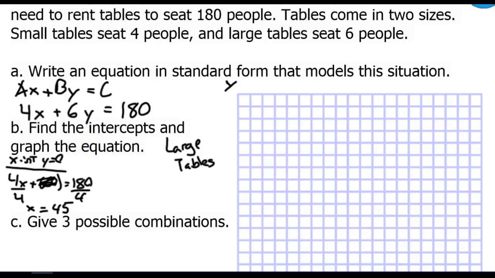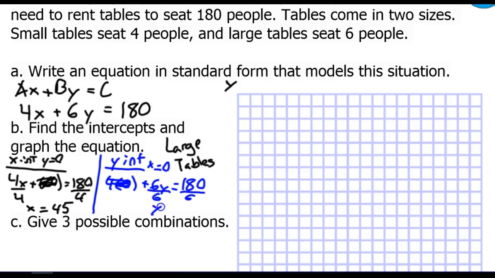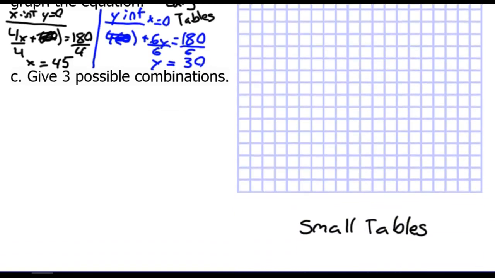Now our y-intercept, that's when x equals 0. So we'll have 4 times 0 plus 6y equals 180. 4 times 0 is 0, so we don't need that. Divide by 6. y equals 180 divided by 6, which is 30. So now we have to graph these.